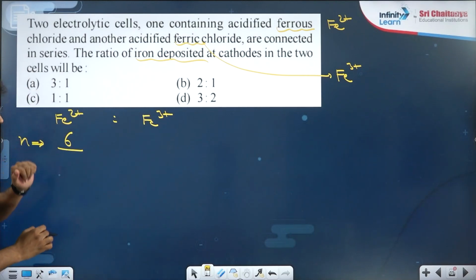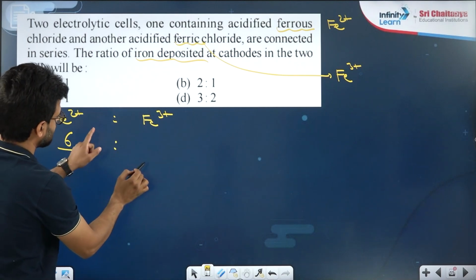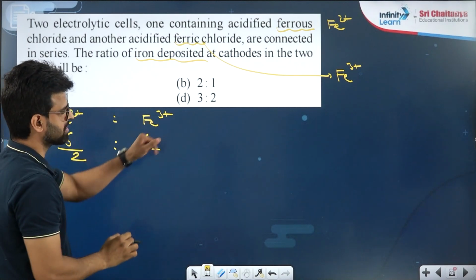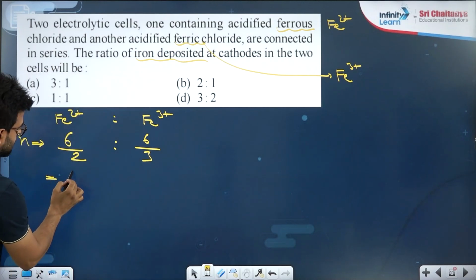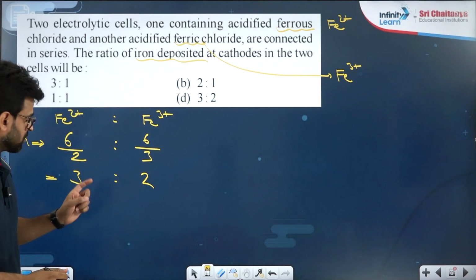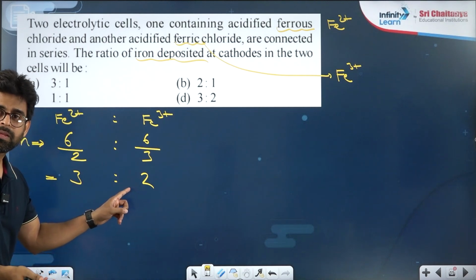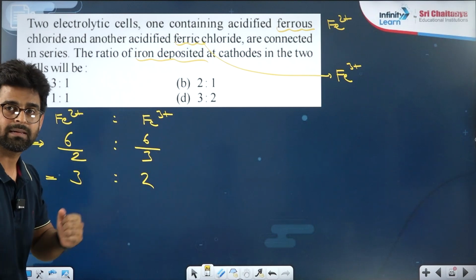LCM 6, and what is the charge of this ion? 2. Right? LCM 6. What is the charge of this ion? 3. Right? So in this case, you see what is coming from here. It is coming 3, it is coming 2. Clear? So 3 ratio 2. Molar ratio, they are not writing here, they are asking weight ratio or molar ratio, but fine, molar ratio is the same.